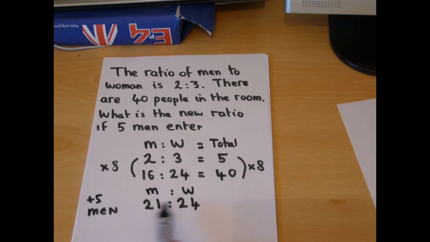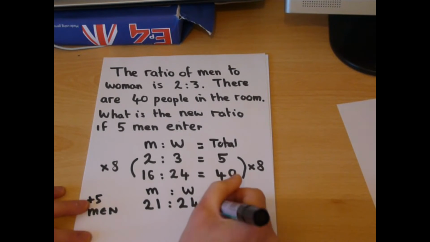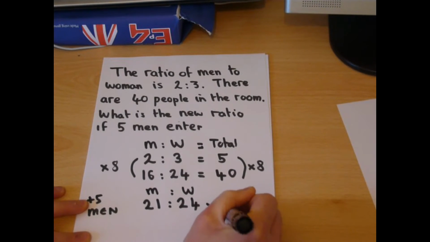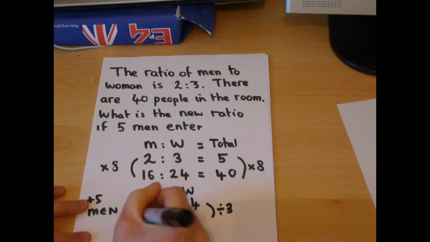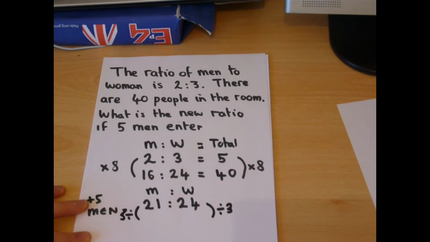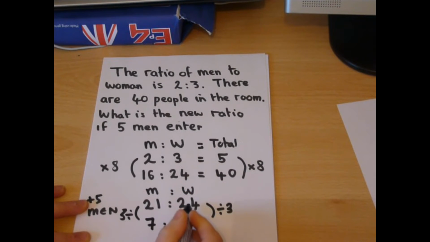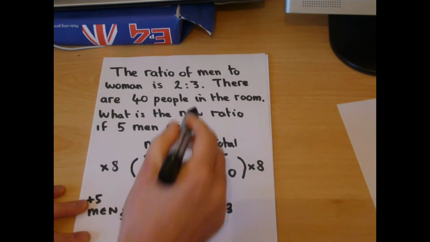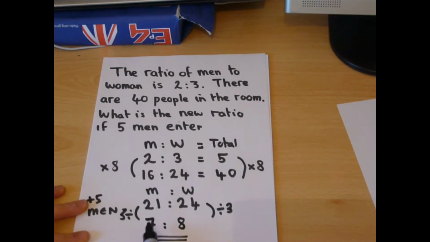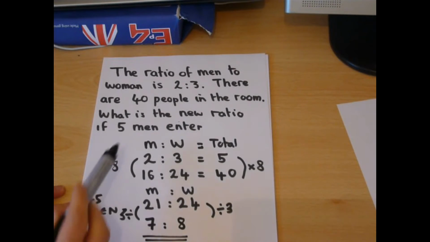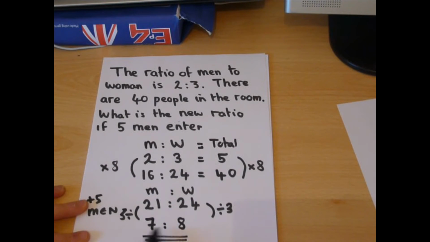If we look for a factor, we can observe how we can divide by 3. And that gives us 21 divided by 3 is 7, and 24 divided by 3 is 8. And that gives us the new ratio of men to women, with the new men having entered, in its simplest form. We have therefore solved all three ratio problems.